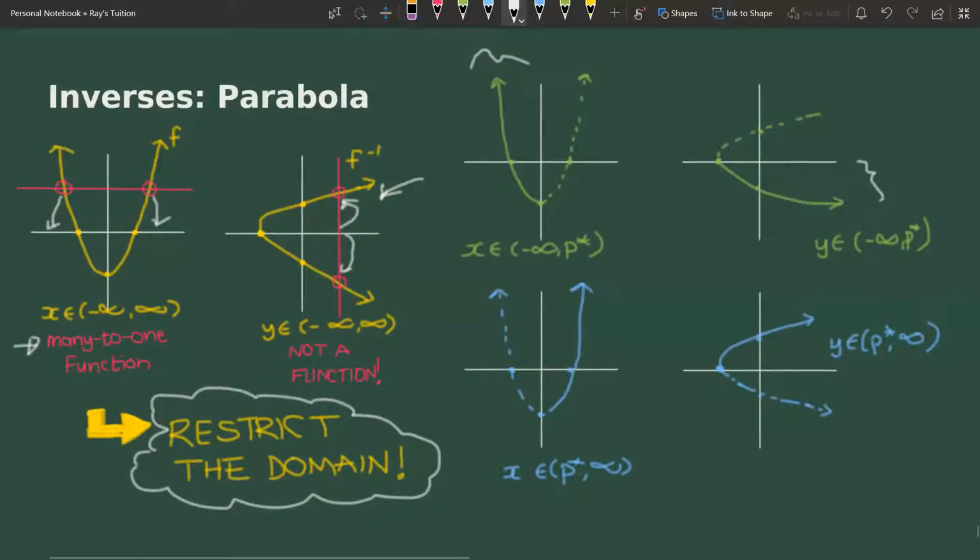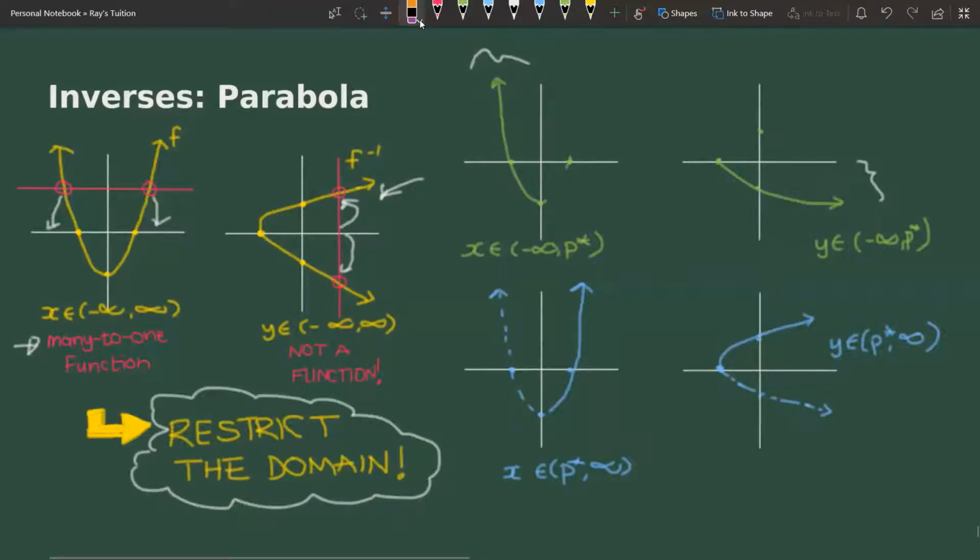Or we could have taken the second half, so from the axis of symmetry to positive infinity, and then that resulting inverse is a function. So what is in dotted lines over here is no longer part of our graph. The full parabola, we're not taking it, we are taking half only. We're cutting out the bit that is repeated, and then we have an inverse which is a function.